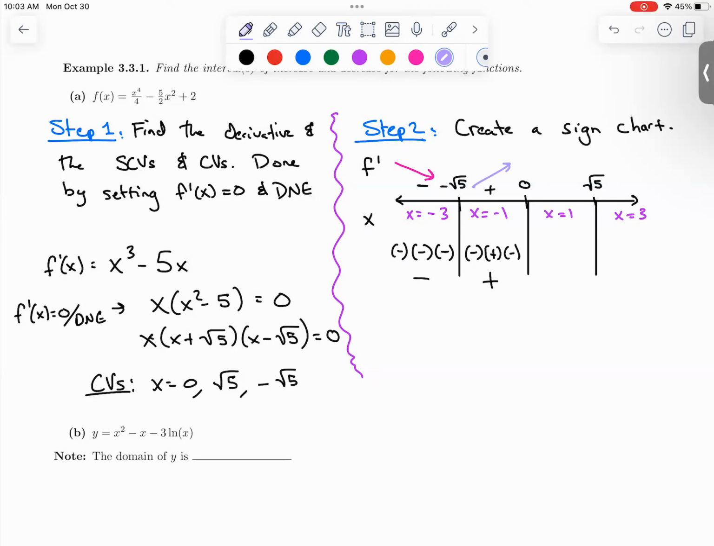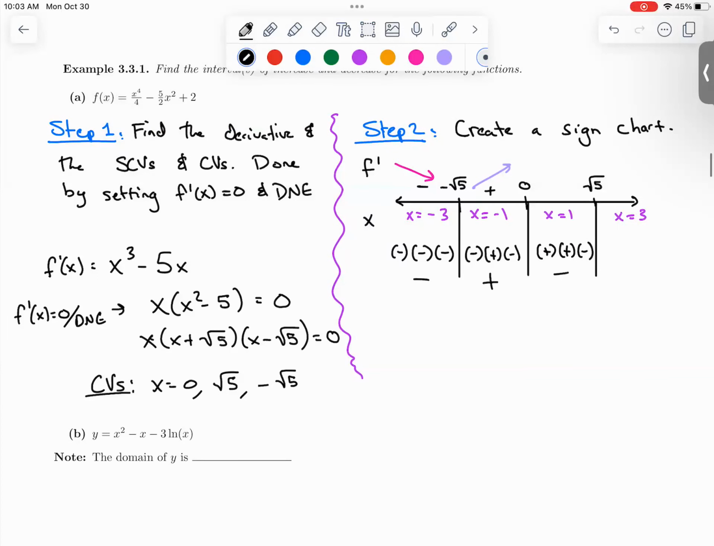Plug in 1. Now x is going to be positive. X plus the square root of 5 is going to be positive, but x minus the square root of 5 is going to be negative. So only one negative, which means the result is negative, which means that our function is going to be going down because it's decreasing. And last but not least, we plug in 3. We get a positive times a positive times a positive in our derivative. That's no negatives, so it's positive, which means that it's going to be positive and therefore increasing.